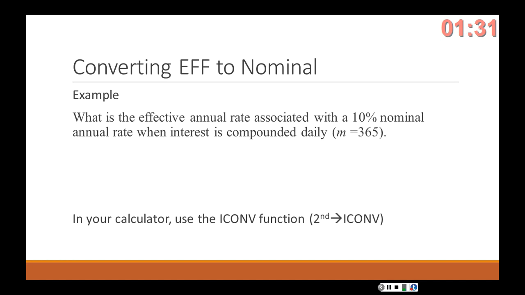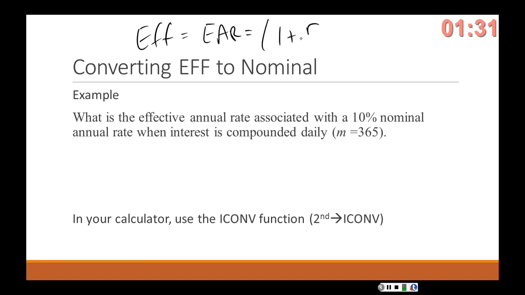So what is the effective annual rate associated with a 10% nominal rate if interest is compounded daily? So M is equal to 365. We can use our formula. EFF and EAR, same thing. In your calculator, if you have a graphing calculator, it's going to say EFF. I'm pretty sure the financial calculator also says EFF.